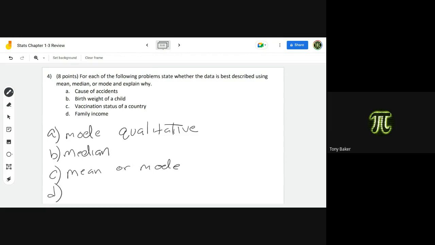All right, family income. Median. This is typically median. This is actually one that they use quite often. This one's median.